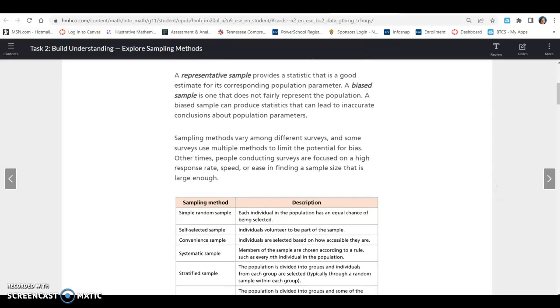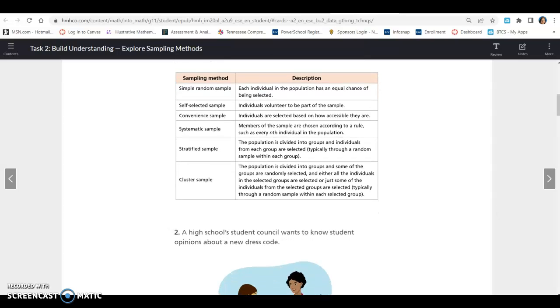Sampling methods vary among different surveys, and some surveys use multiple methods to limit the potential for bias. Other times, people conducting surveys are focused on a high response rate, speed, and ease in finding a sample size that is large enough. All right, so different sampling methods. The first one is a simple random sample. Each individual in the population has an equal chance of being selected.